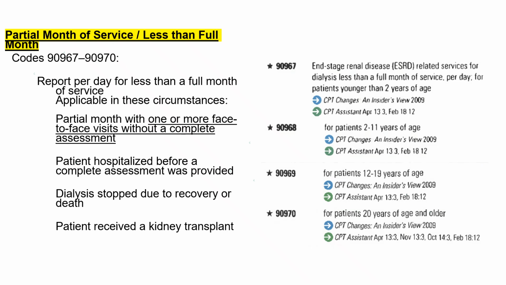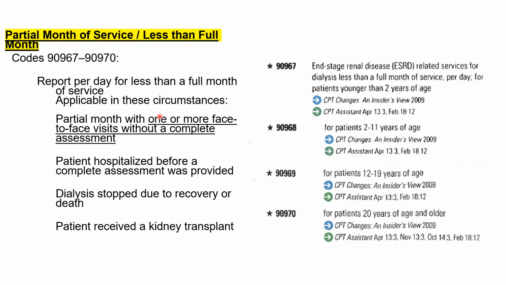Now let us look at the code for the partial month of service or less than full month. The codes are 90967 to 90970. These report per day for less than full month service. Applicable in these circumstances: partial month with one or more face-to-face visit without complete assessment. Now this is a very important thing, because if the service is partial month, but if the complete assessment is given to the patient, then we consider the full month service code.